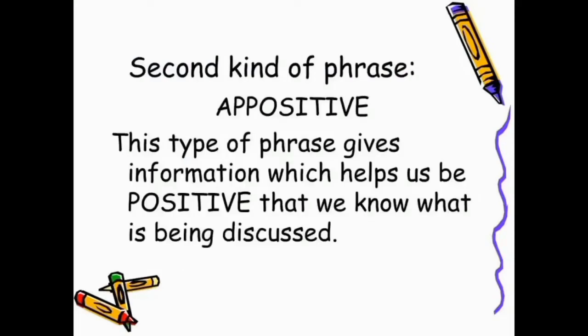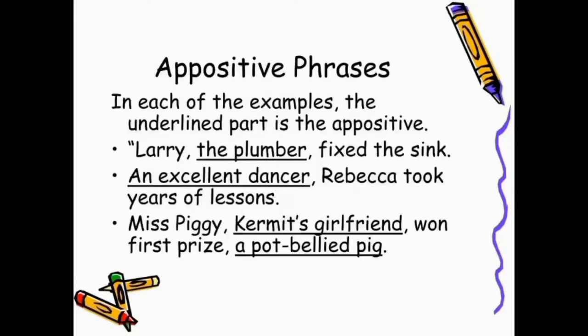So next is appositive phrase. It is a group of words consisting of an appositive and its modifiers. It appears beside a noun or a pronoun. For example, Larry the plumber fixed the sink. In this example, the plumber is an appositive. Why? Because it further identifies the word Larry, which is a noun.